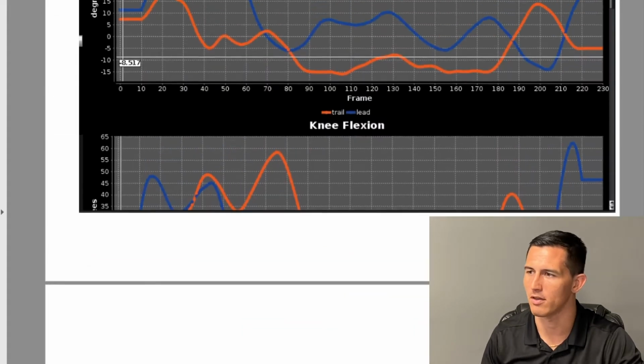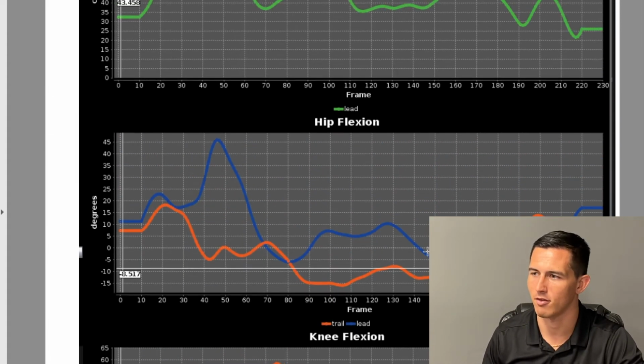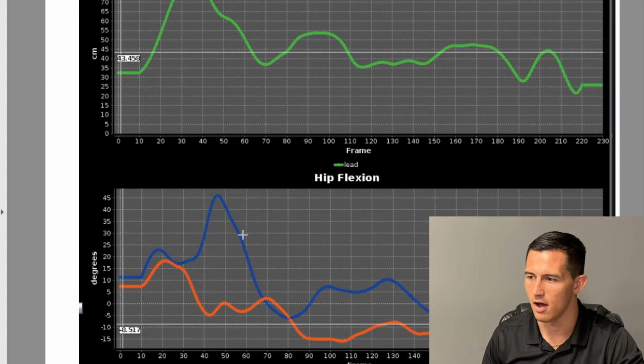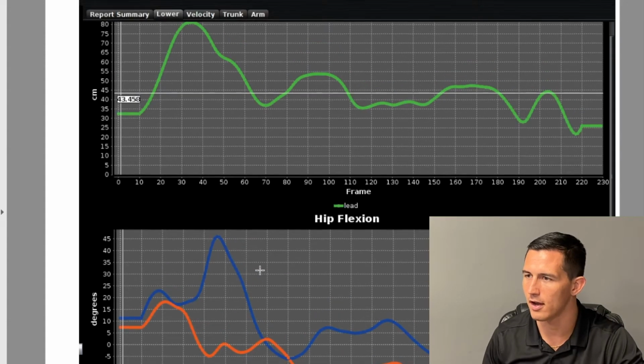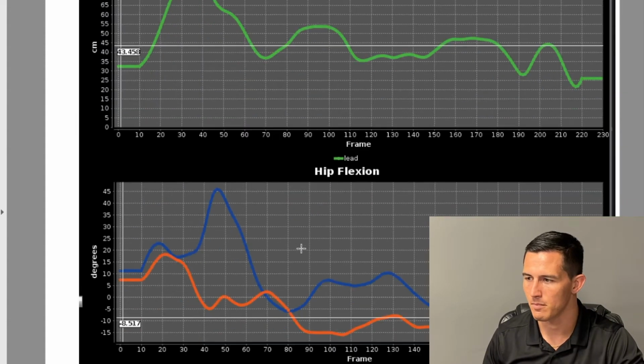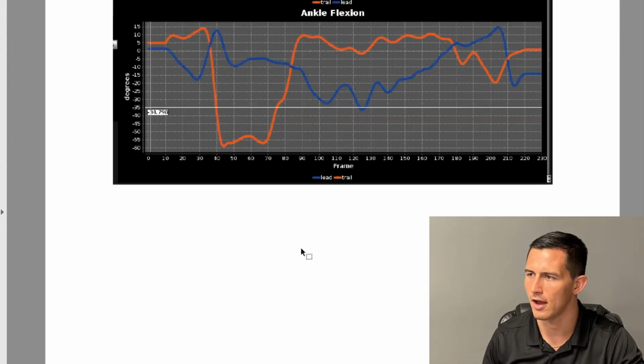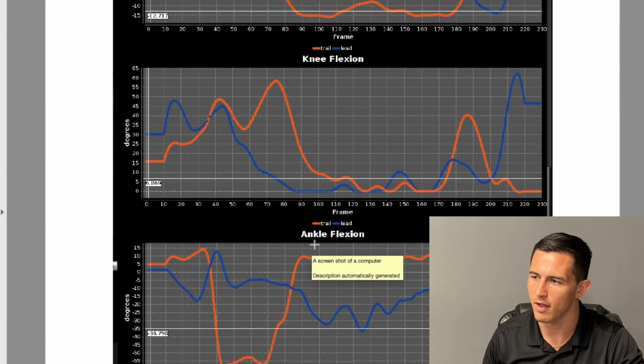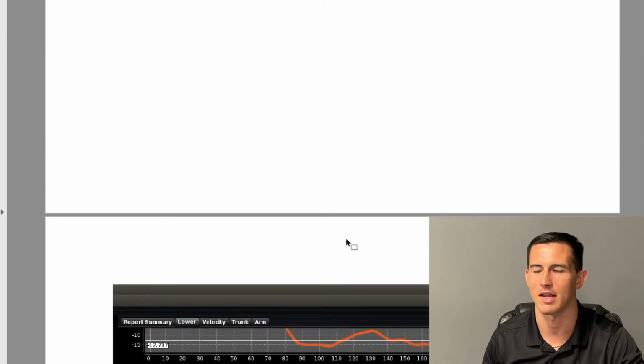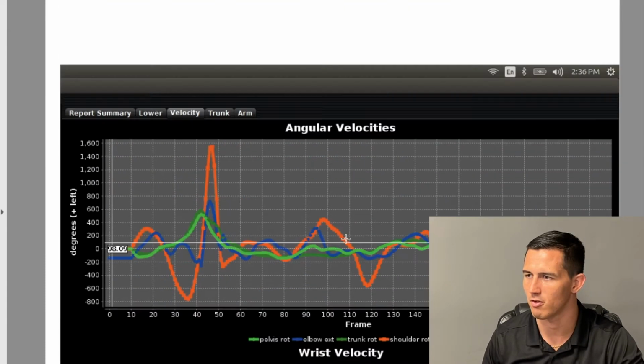Okay, then when we go more in depth, this is going to be lower body biomechanics. This is telling us the hip flexion of the lead leg and the trail leg. This one's ankle flexion and knee flexion. So essentially how much bending is happening in those joints is what that information is all about.